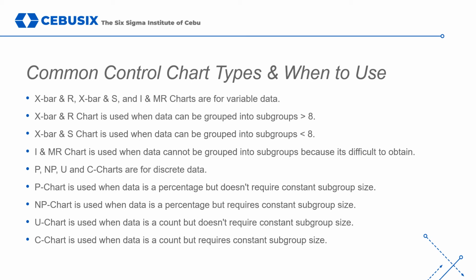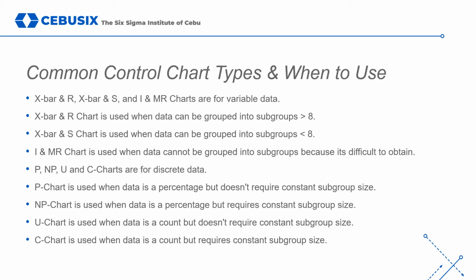The I and MR chart is used when the data is variable and cannot easily be grouped into reasonable subgroups, so you must track individual data points instead of subgroup means. It is used when the data is very difficult or expensive to obtain.